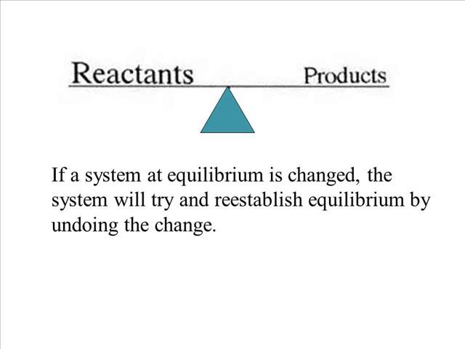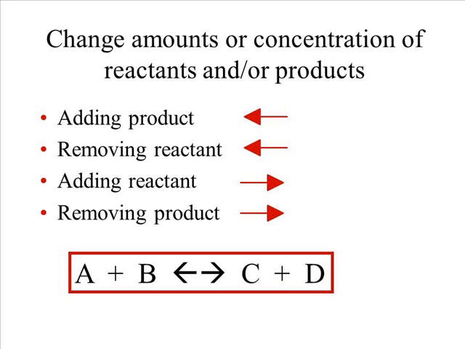So the system will reestablish equilibrium by undoing the change that you have imposed on it. So let's look at some examples. If you have the reaction at the bottom, A and B are reactants, C and D are products. If you add products, so if you add some C or D, you're going to shift the equilibrium that was established originally to use up the additional C and D.